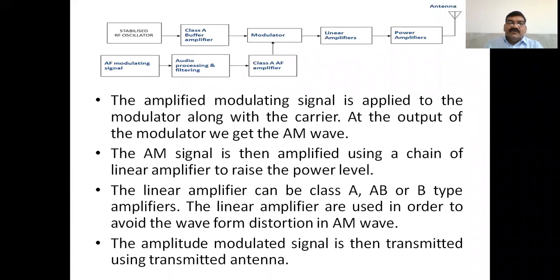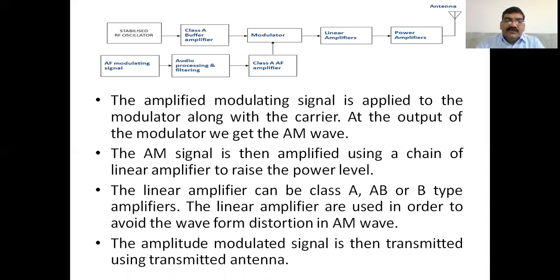The amplified modulating signal is applied to the modulator along with the carrier. At the output of the modulator, we get the AM wave. Now we got the AM wave, because the isolation and everything is taken care of, and it is given to the modulator. Modulation is done. Now after modulation, what is done? The AM signal is then amplified using a chain of linear amplifiers to raise the power level. Here a chain of linear amplifiers is used, because a single one may not provide linear amplification, so multiple amplifiers are used. Next.